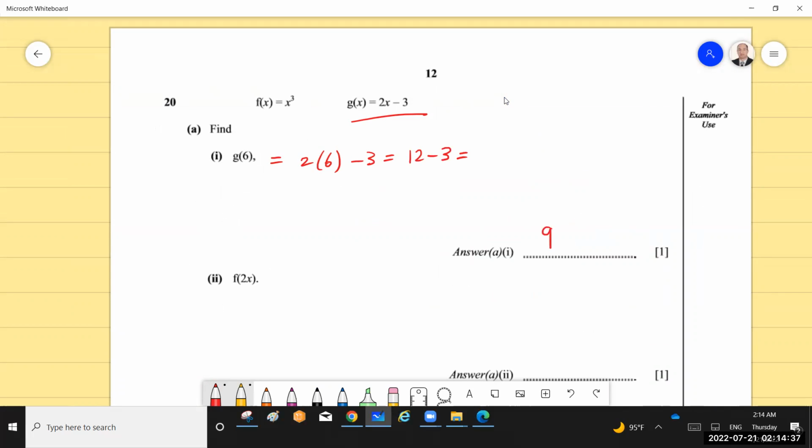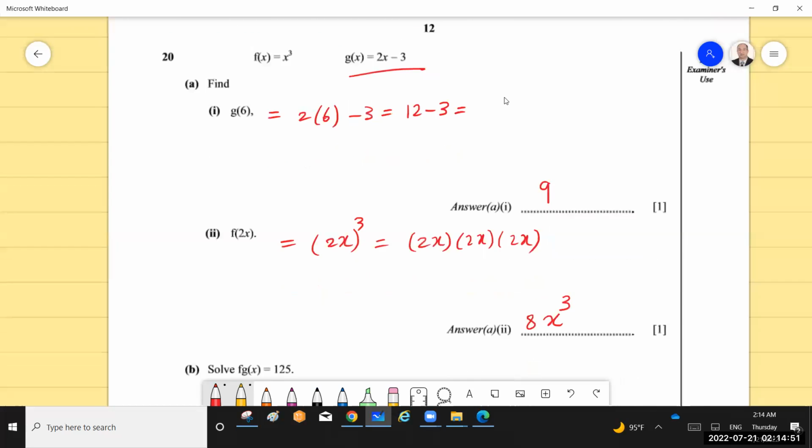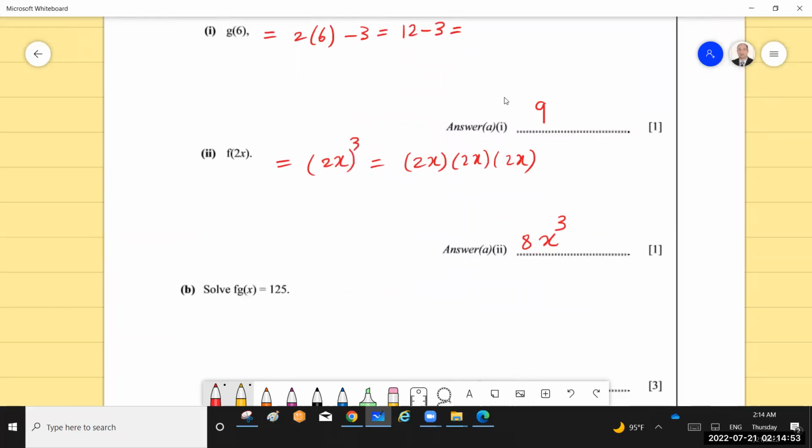f of 2x: go to the function f and just write 2x instead of x and solve it. This means 2x times itself 3 times, as you know. The answer is 8x cubed. And after that, solve f of g of x is equal to 125.